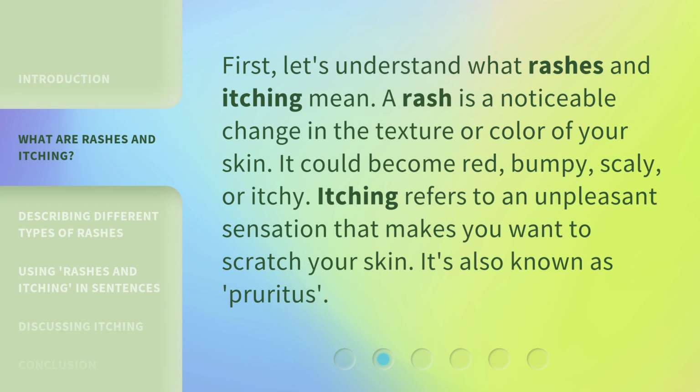First, let's understand what rashes and itching mean. A rash is a noticeable change in the texture or color of your skin. It could become red, bumpy, scaly, or itchy. Itching refers to an unpleasant sensation that makes you want to scratch your skin. It's also known as pruritus.